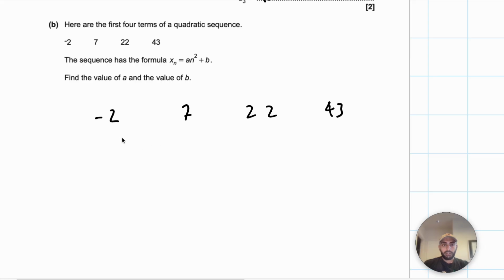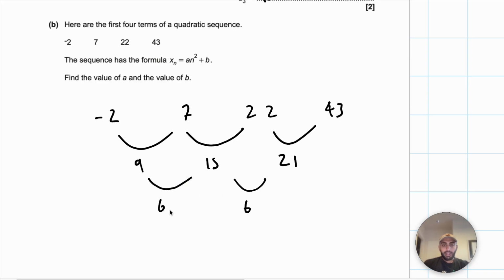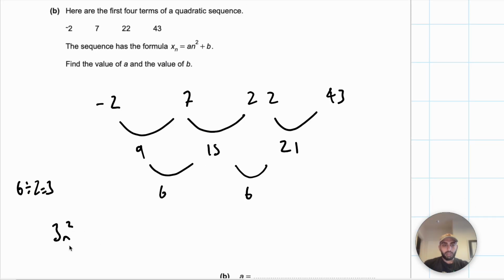First step, I'm going to find my second difference. So between them and them is a plus 9. Between those two is plus 15. Those two is plus 21. So between these is 6 and 6. I divide this number by 2. 6 divided by 2 is 3. This tells me the number before my n squared, so I've got 3n squared.